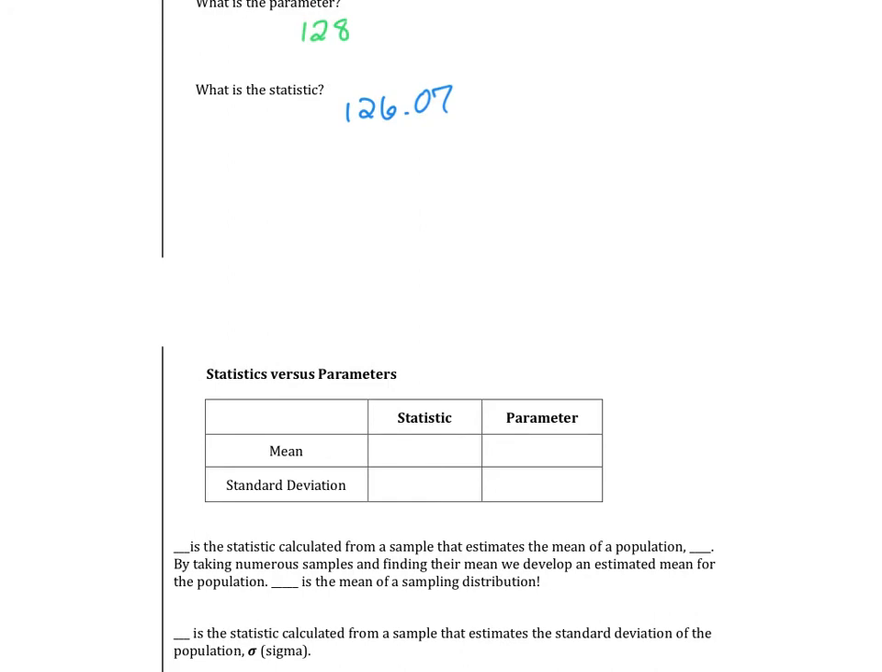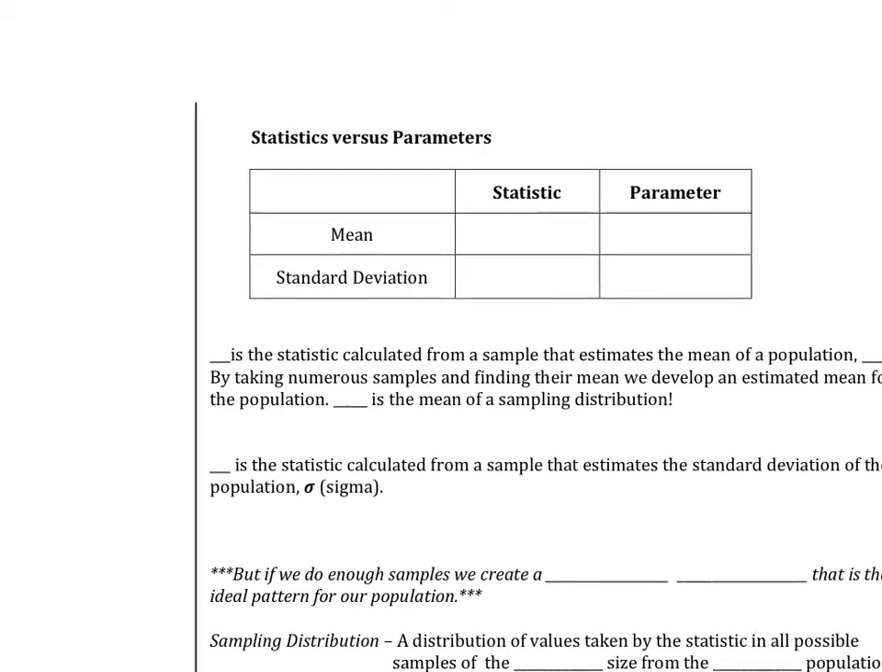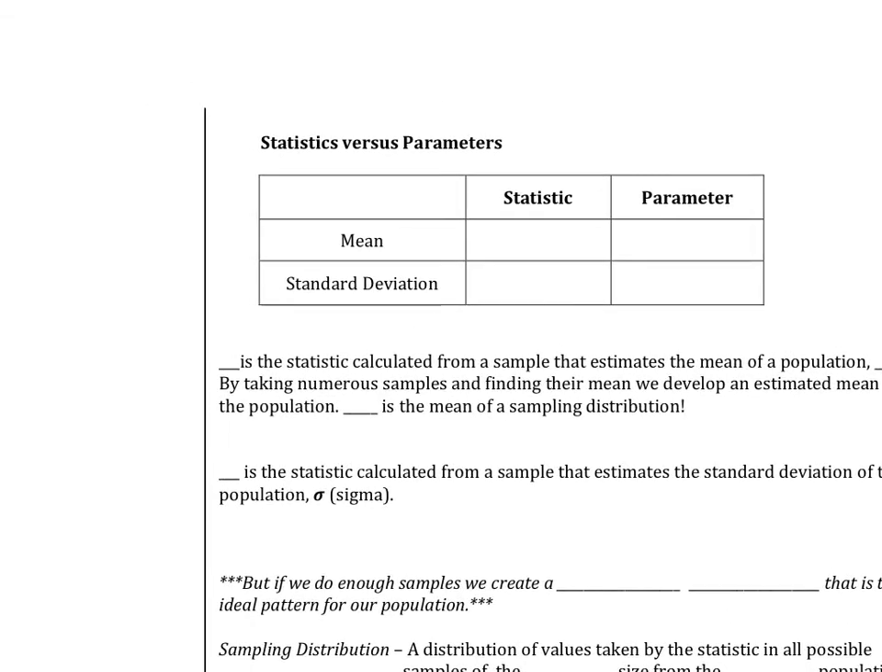Okay. On the back page here, statistics versus parameters. So the mean, a statistic, we're going to call X bar, because that's the mean we find out from our sample. Like if we want to find the average height of high school kids in our class, we could take the kids in our class and find the average.